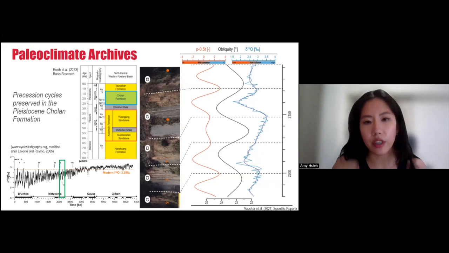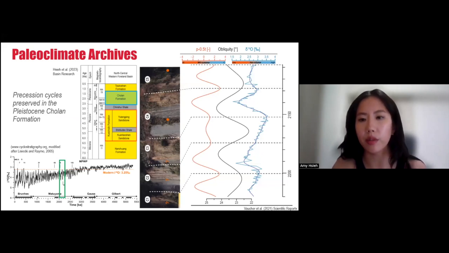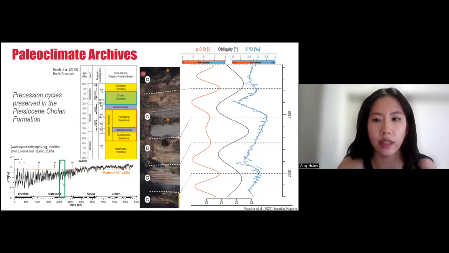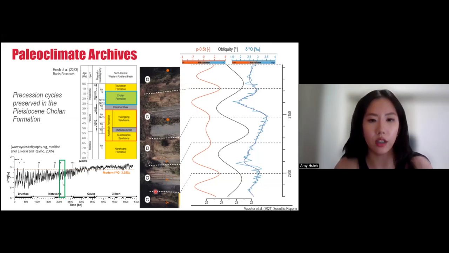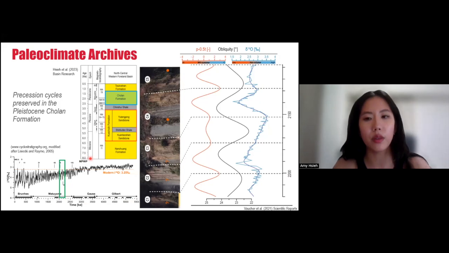And a study by Vaucher et al. in 2021 found that precession-driven climate change is well preserved in cycles of mudstone and sandstone of the Pleistocene shoreline formation in the Western Foreland Basin. But what we're really interested in is the Pliocene, and we also want to understand how the shallow marine strata of the Western Foreland Basin evolved as a climate archive before and after the emergence of Taiwan.